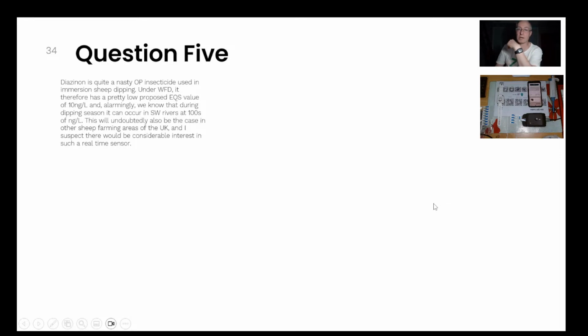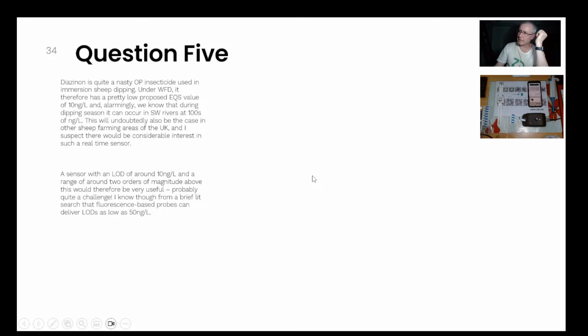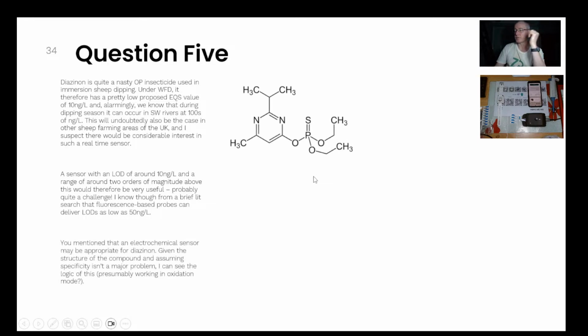Question number 5. Diazinon is quite a nasty organophosphate. It's used in sheep dips, I think, to take ticks or some sort of lice off sheep. It's probably used at quite high concentrations, maybe 100 nanograms per litre, and then when it gets into the water courses, it may be sort of 10 nanograms per litre. But they may be interested in testing it at about 50 nanograms per litre. They've done a little bit of research on this. I've also done a bit of research on this.